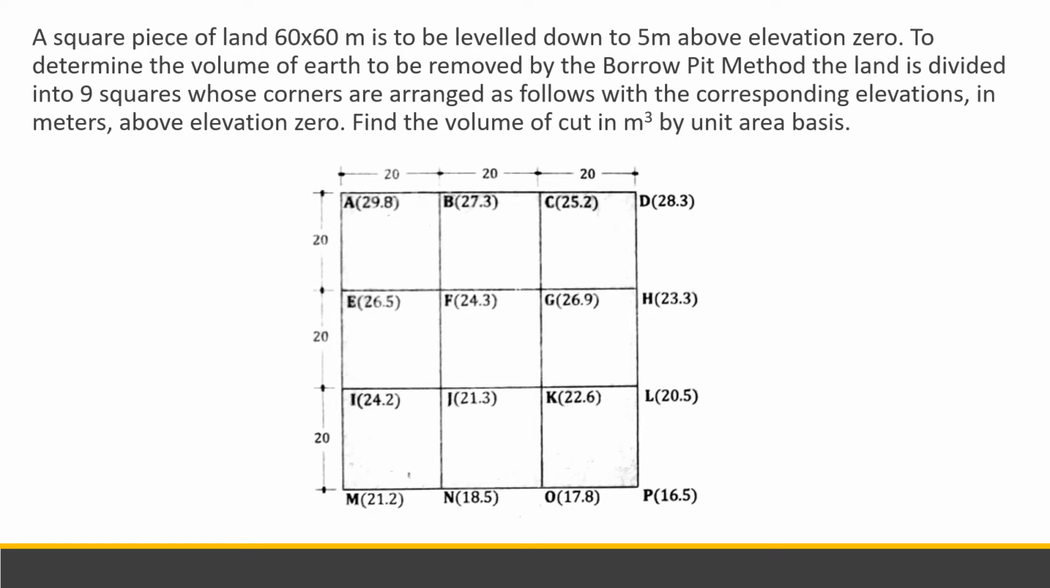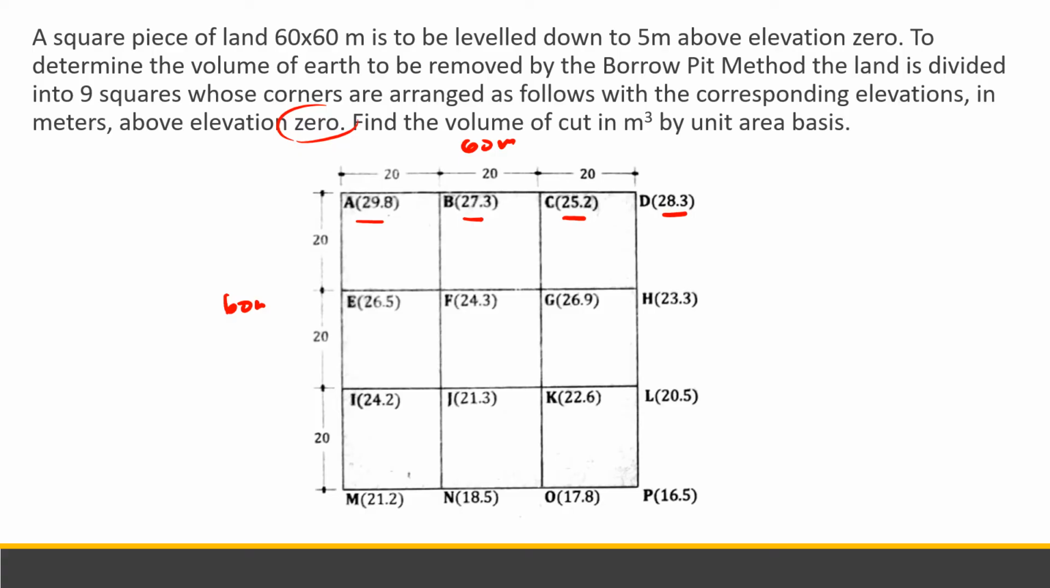So this is the 60 by 60 meter na area. So 60 by 60 and divided into 9 equal squares. So that is 20 by 20 na unit square. So these are the elevations of the points or corners. So for A, meron tayong 29.8 from the 0 elevation. So 29.8, 27.3, 25.2, 28.3, and so on.